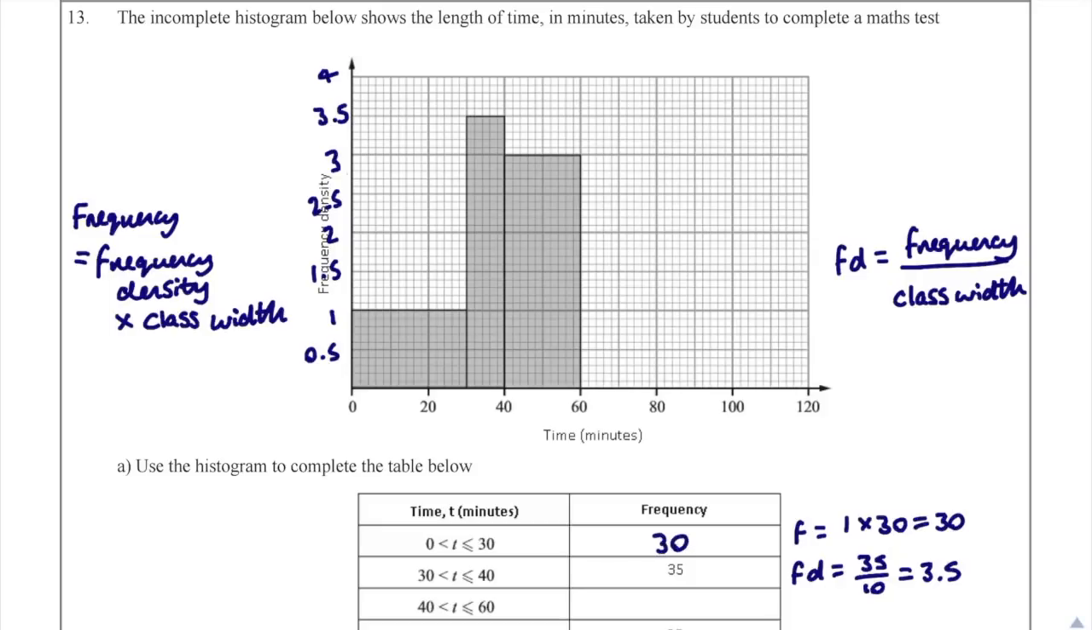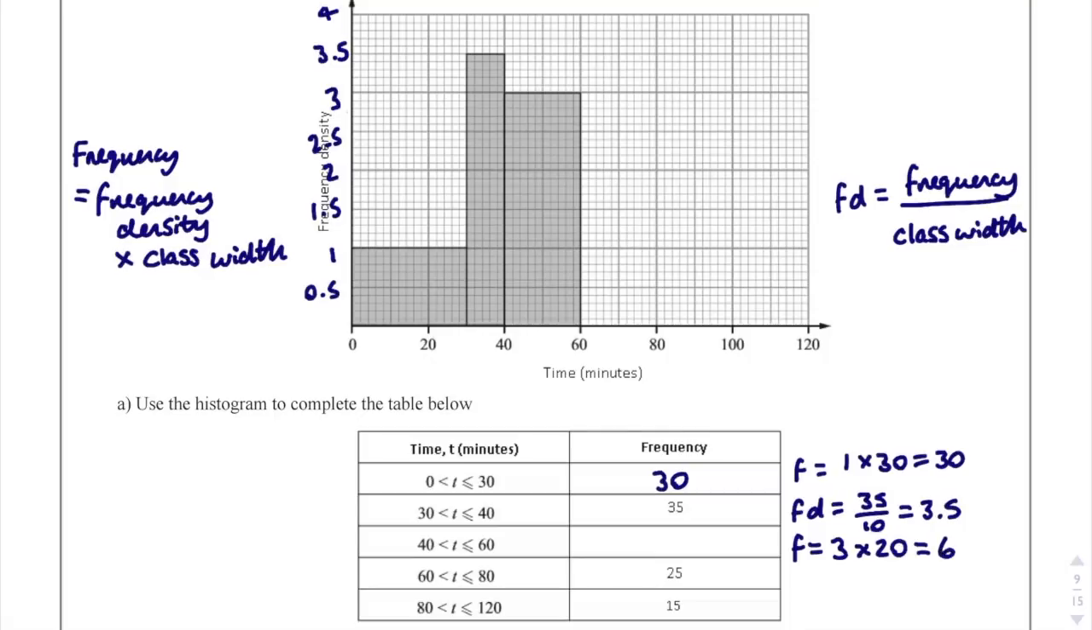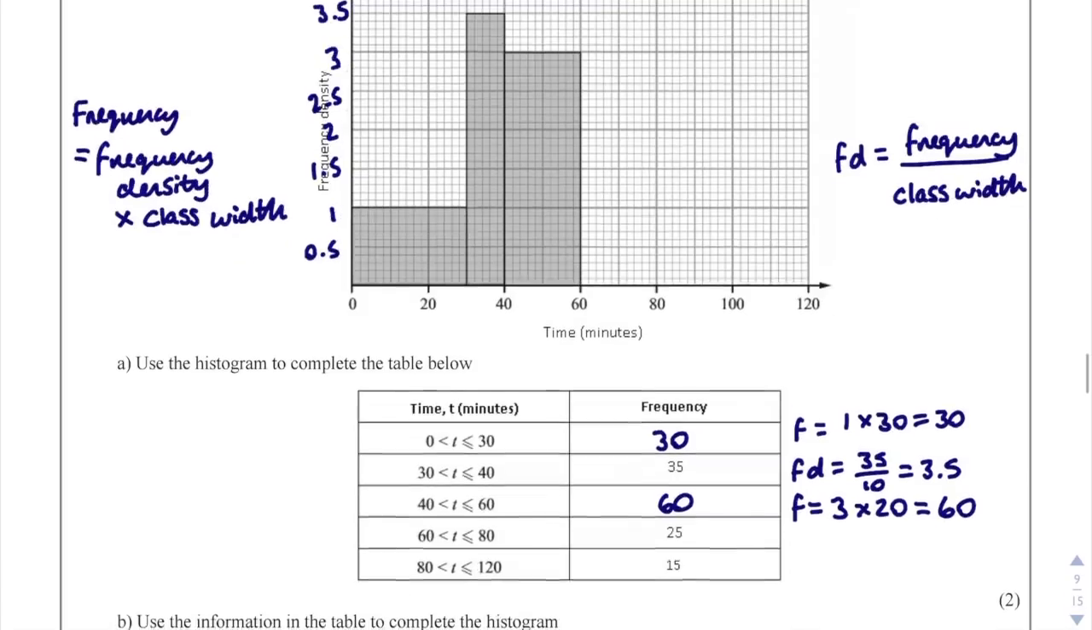And then for the frequency between the time of 40 and 60 minutes, that's this third bar here, we're going to say that the frequency is equal to 3, which is our frequency density, times the class width, which is 20, by doing 60 take away 40 to get 20. 3 times 20 is 60, so that's going to be our frequency there. And that is our values for the table. Then the second part down here, part B, says use the information in the table to complete the histogram.